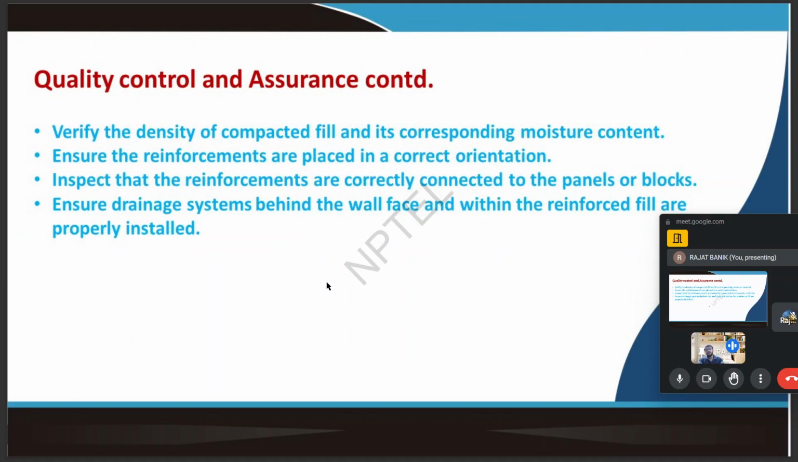There are a few more points in quality control. Verify the density of the compacted fill and its corresponding moisture content. Ensure the reinforcements are placed in the correct orientation. Inspect that the reinforcements are correctly connected to the panels or blocks. Ensure the drainage system behind the wall face and within the reinforced fill is properly installed.